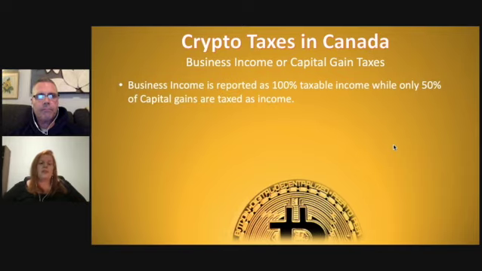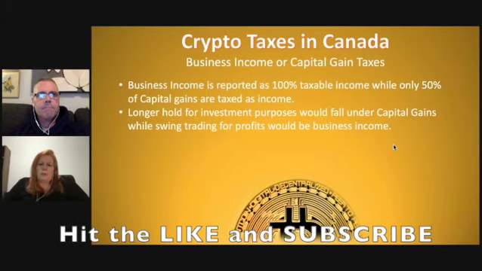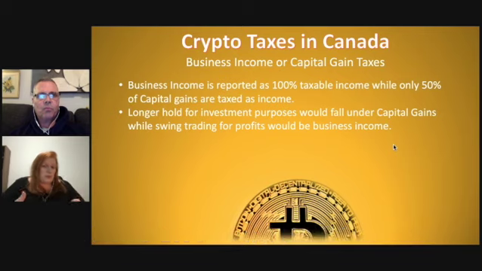So if you're getting this straight as you're going, you're going to have less of an issue when it does come tax time. So here's the thing: longer holds for investment purposes fall under capital gains. And as I mentioned, swing trading is your business income. So if you're buying, for example, Bitcoin, and you're holding it for years and you're just letting it grow, it's absolutely 100% a capital gain. Not an issue at all.